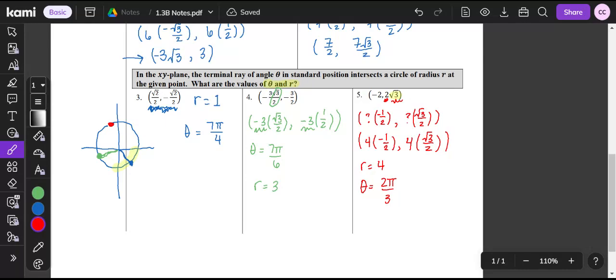All right, so these are the hardest kinds of problems. You just kind of have to logically reason your way through them. But that is it for this video.